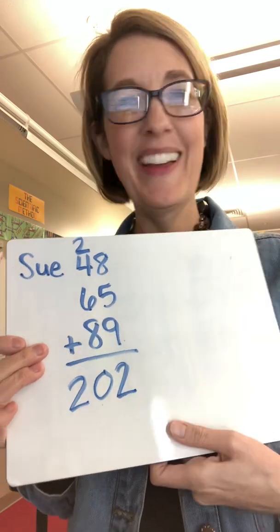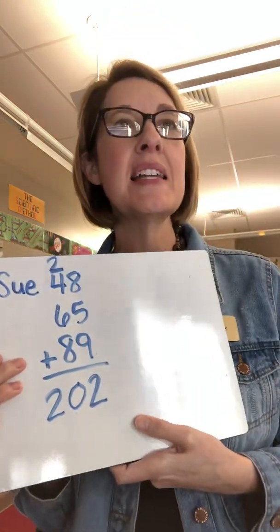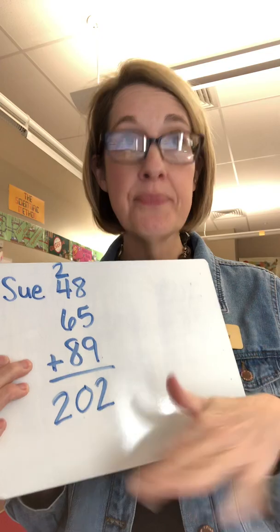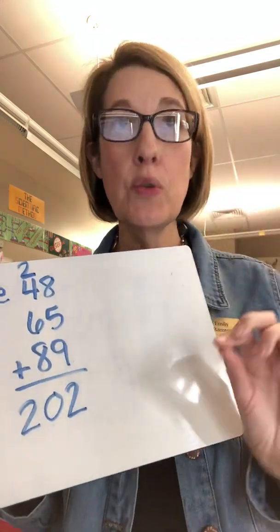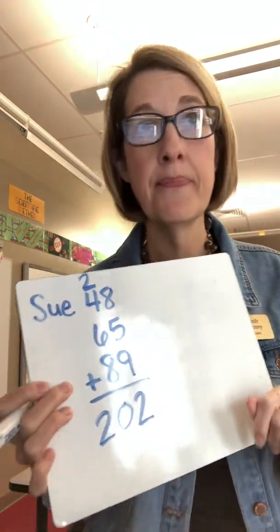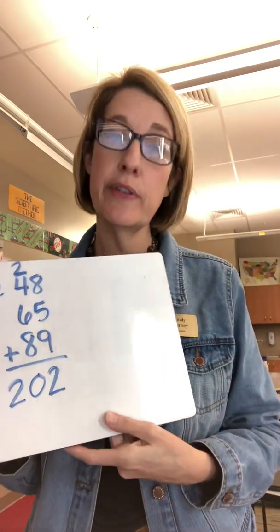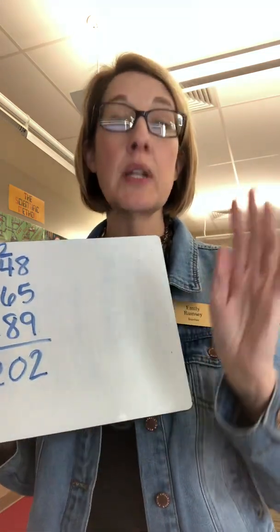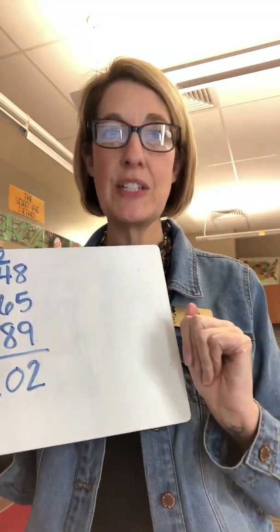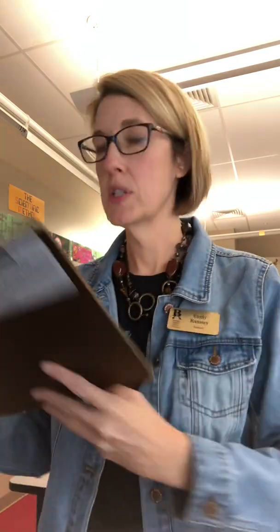Good job. Okay. And then it says, now Sue has 62 more ribbons than her poor old mom. Moms always give away too many ribbons. So we're going to take 202 minus 62. Let's do that one first.